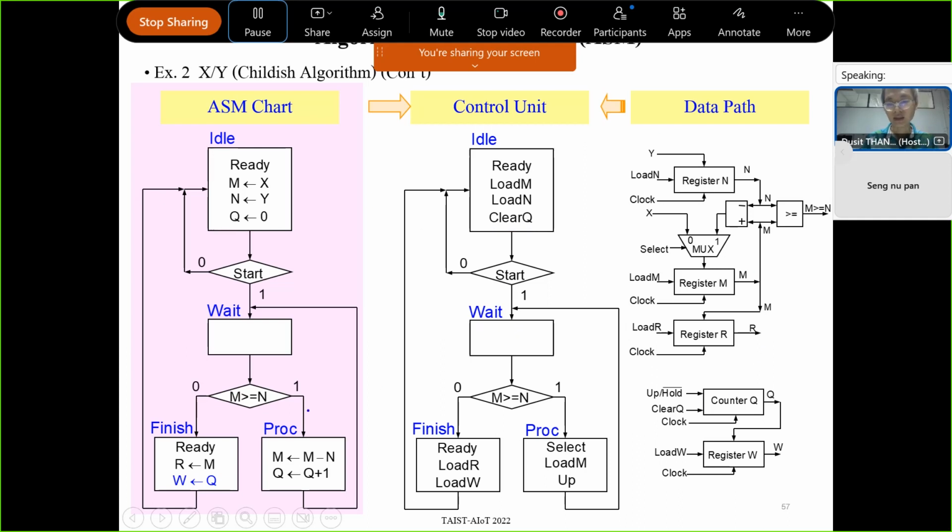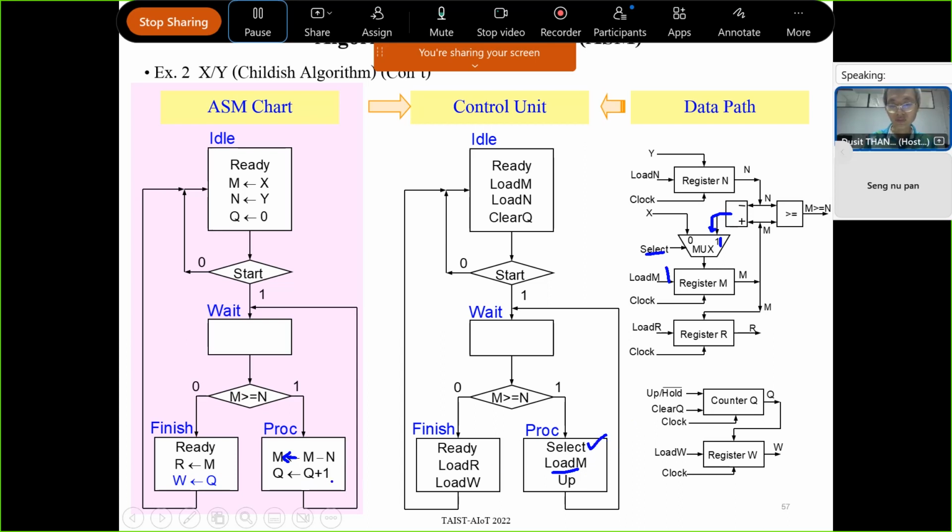Okay, and for state wait, do nothing. At state process, register M loads data, right? So the load M signal should be 1, and the data comes from M minus N. M minus N means the selector signal should be 1. So select should be 1 here.